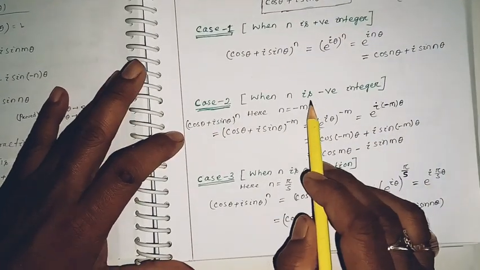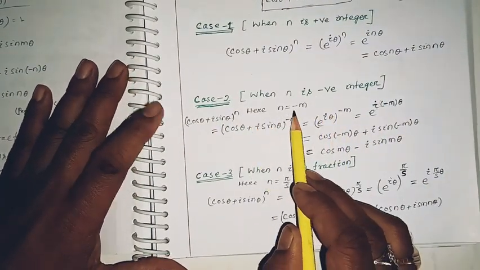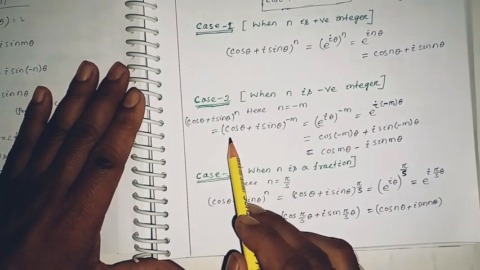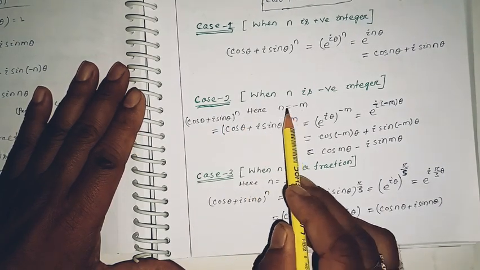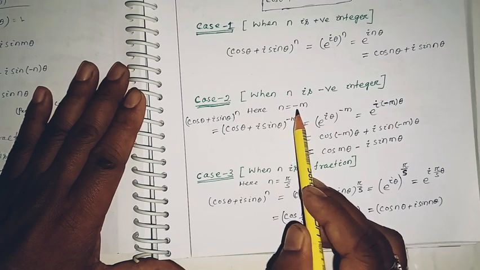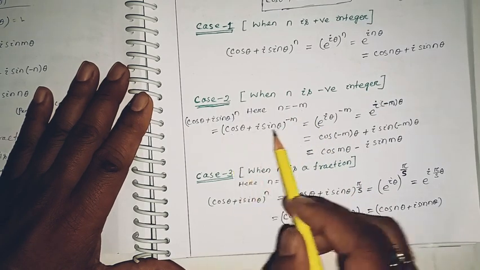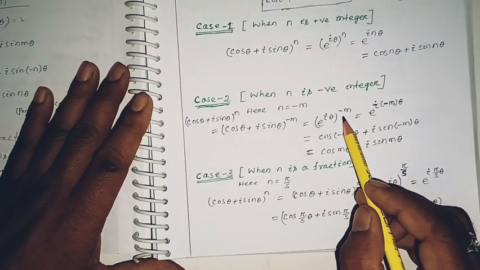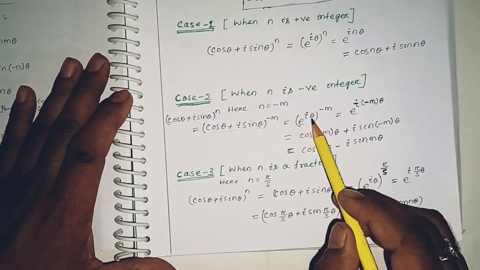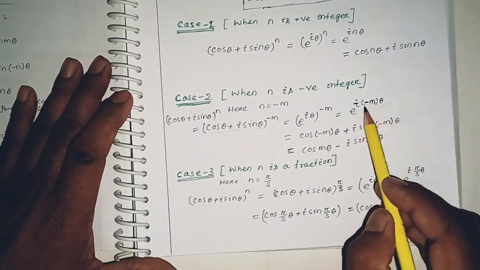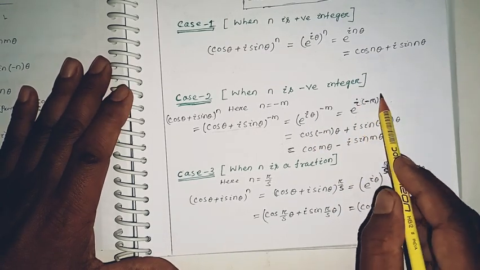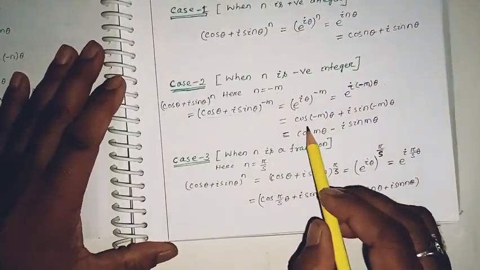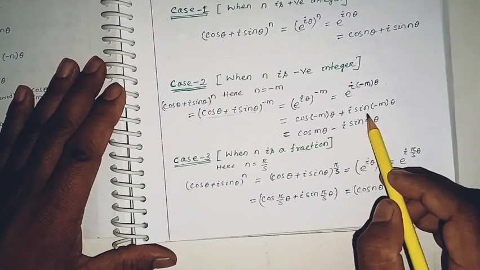Consider n to be a negative integer, that means here n will be considered as minus m. So (cos theta + i sin theta)^n is nothing but (cos theta + i sin theta)^(-m), as we considered n equal to minus m. So cos theta plus i sin theta is nothing but e^(i theta) by Euler's formula, to the power minus m. So it will be e^(i(-m)theta). Again by Euler's formula, instead of theta we can write minus m theta, so cos(-m theta) plus i sin(-m theta).